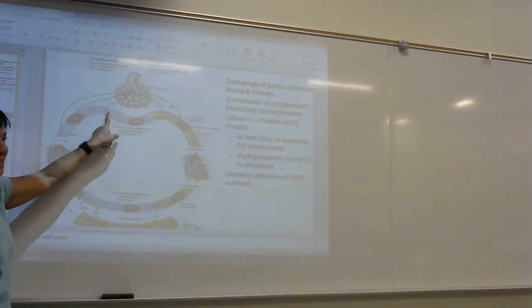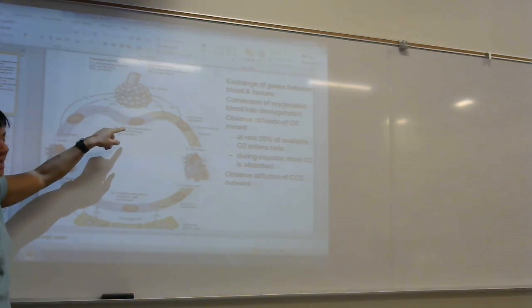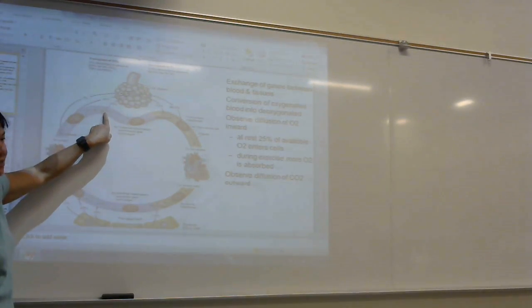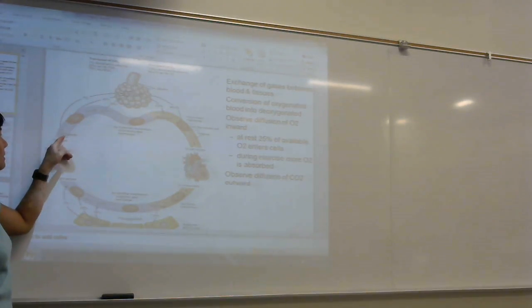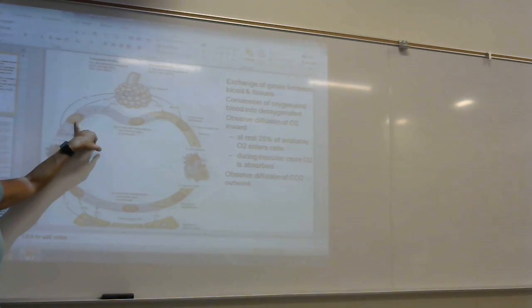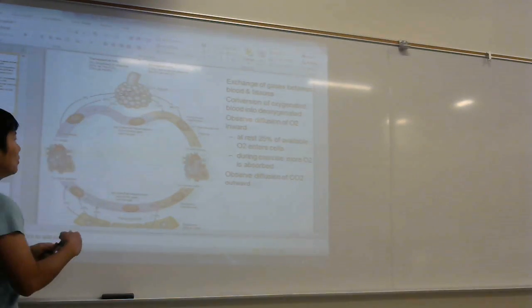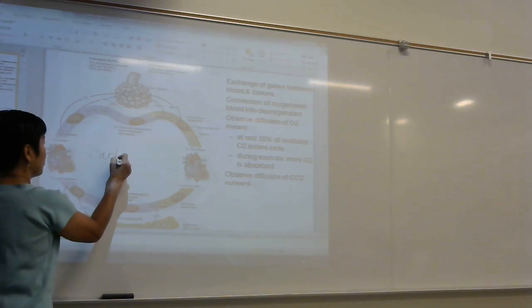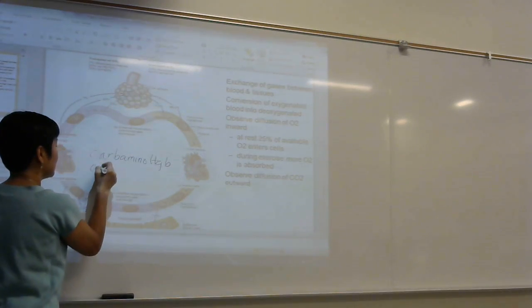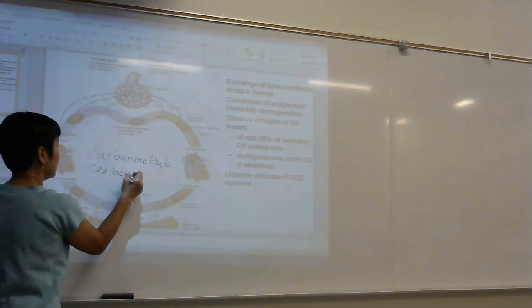Most of the carbon dioxide is delivered to the lungs in the plasma as bicarbonate. Let's see, 70% of it as bicarb. Some may be as plain carbon dioxide. And then there's a little bit bound to hemoglobin also. This is what you call carbaminohemoglobin. You need to know the difference between these two, okay? Carbaminohemoglobin, and I know I already discussed this one, and carboxyhemoglobin.